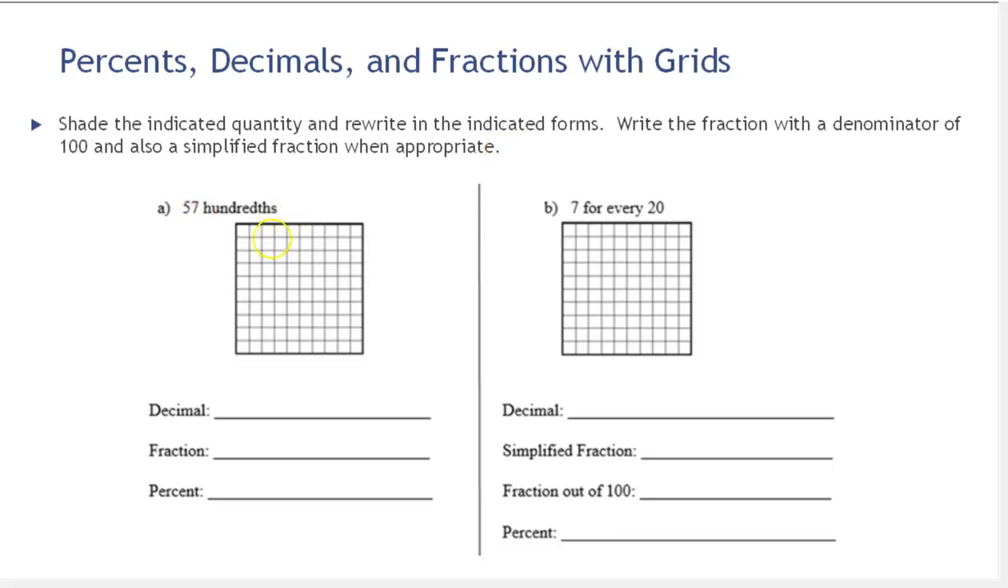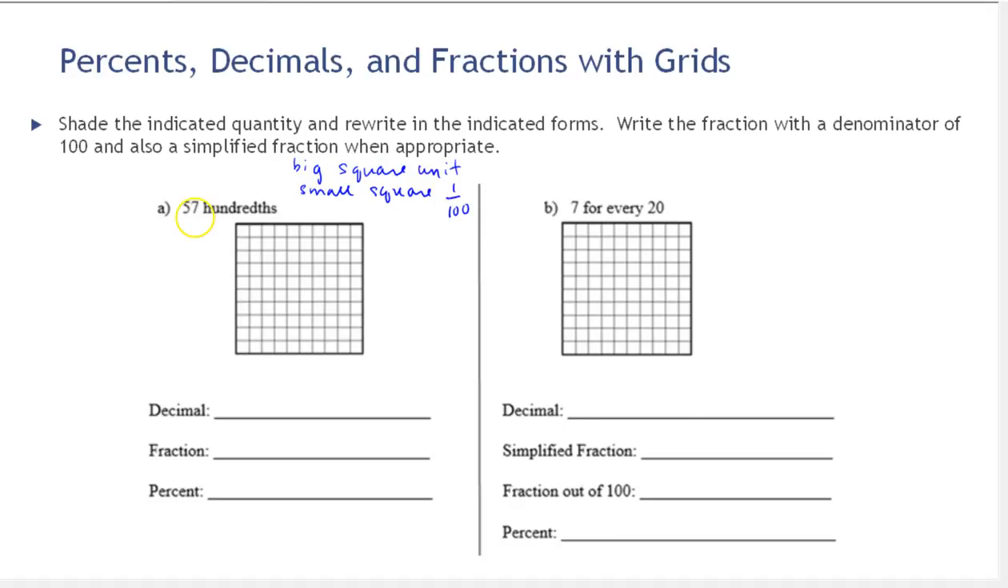We have 57 hundredths, and this square is our unit. The big square is the unit, which means that it represents 1. Each small square represents 1 out of 100. And since it's a square, each column has 10 small squares, so each column will be 10 out of 100. So let's first shade 57 hundredths.